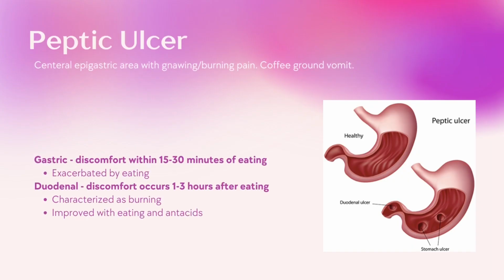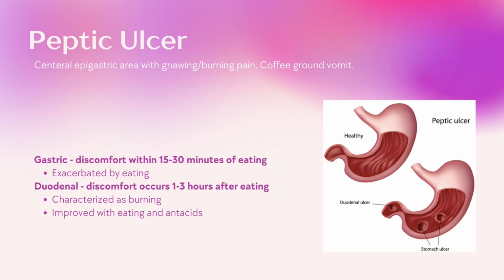Lastly, I'm going over peptic ulcers. So you're going to have a gnawing, burning pain in that central epigastric area, and your vomit is going to look like coffee grounds. When it comes to peptic ulcers, you could have gastric, which is more in the stomach, and duodenal, which is when you get past that stomach and you're starting into the intestines.